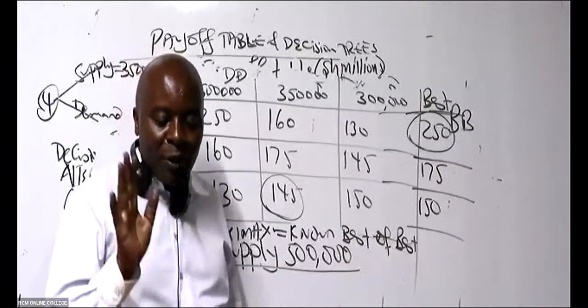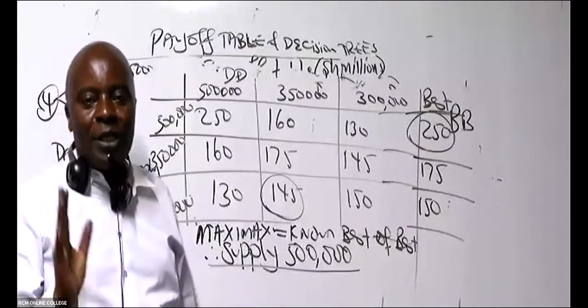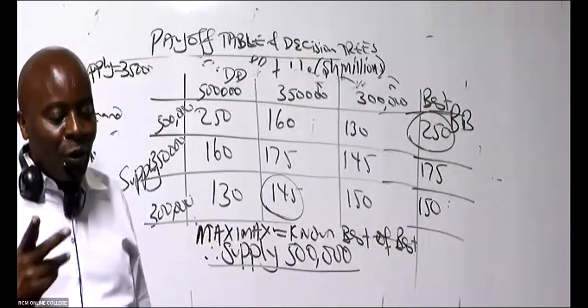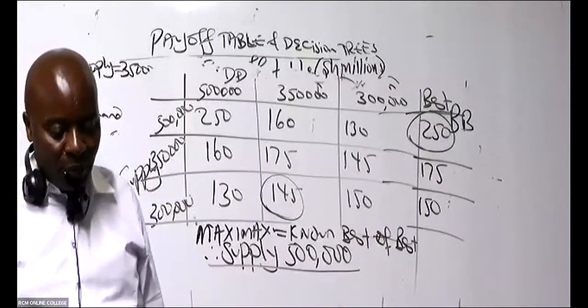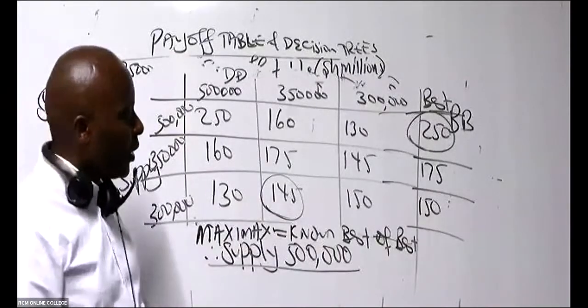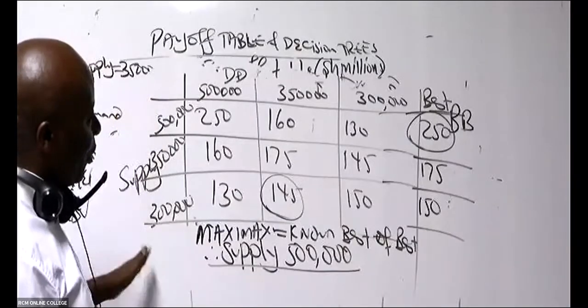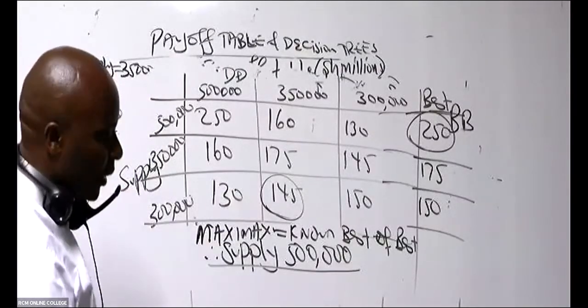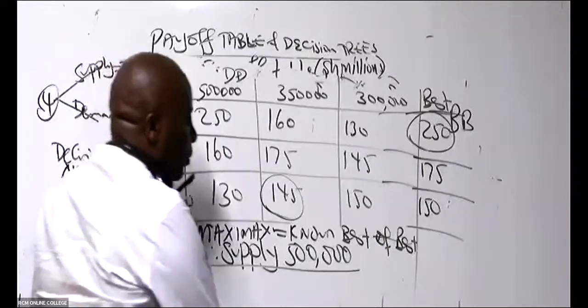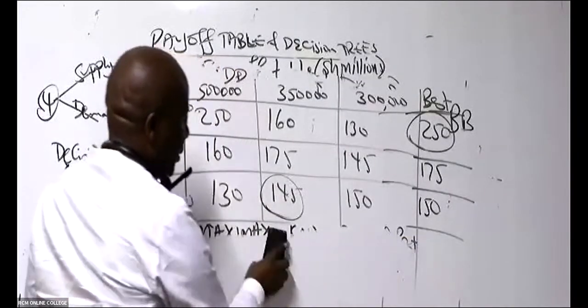All payoff tables appear like this. Once I do the second, third question, you'll be comfortable. And please don't put probabilities here. Now, from there, ladies and gentlemen, we have what they are calling maxi who? Max mini.